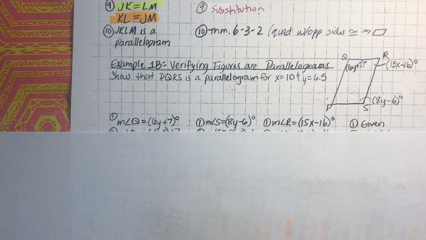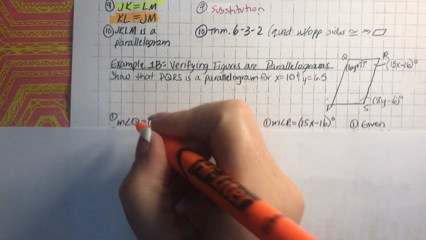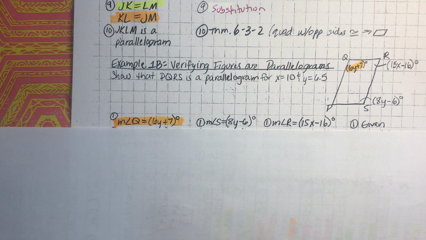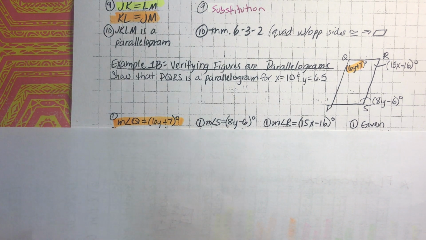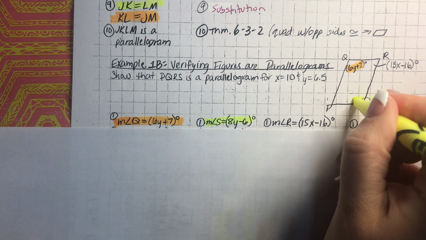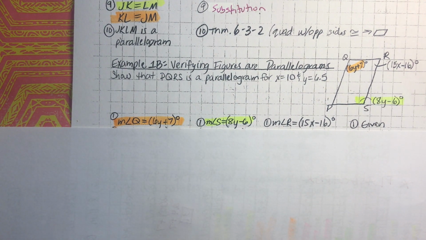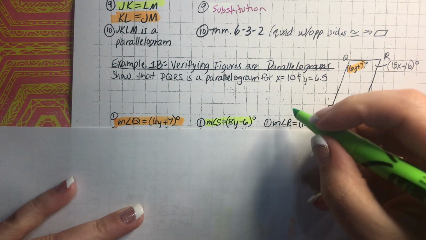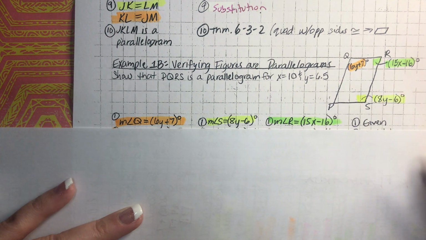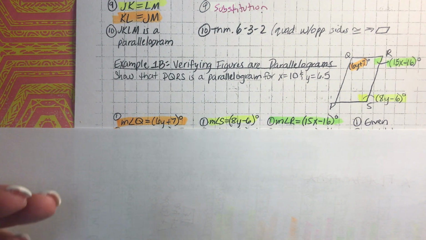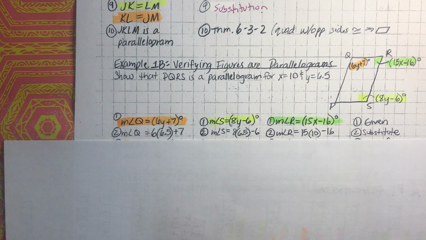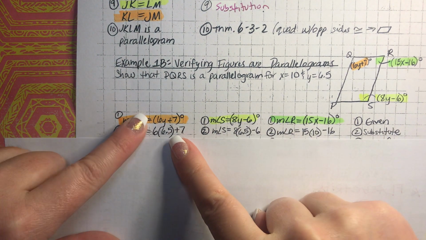So we have the measure of angle Q right here. We have the measure of angle S right here, which is that angle. And then we have the measure of angle R right here. And that's all given information, right? So I'm just doing all three of them at the same time because literally the justifications are going to be exactly the same. So here, if you see, this next one is just going to be substitution.